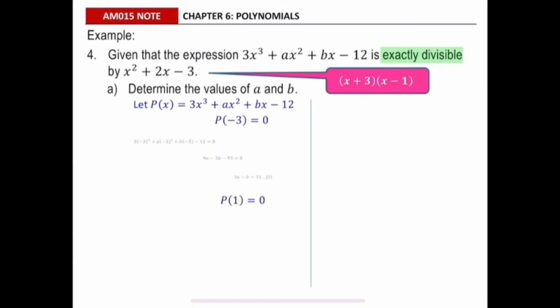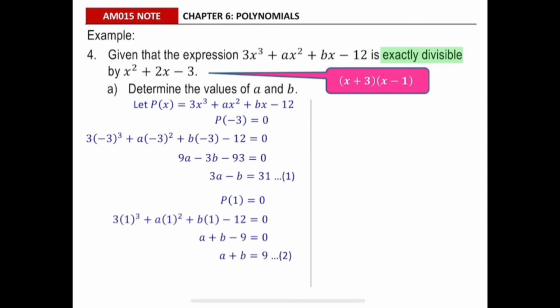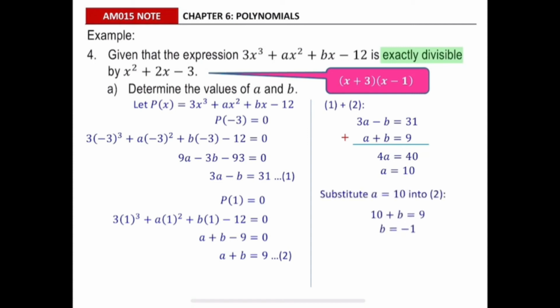Substitute negative 3 into the P(x) and we will get an equation in terms of a and b. Then substitute 1 into the polynomial. We will get another equation in terms of a and b. So from here we can eliminate b by adding equation 1 and equation 2. And we get the value of a. Then substitute a equals 10 into equation 2. We will get the value of b.